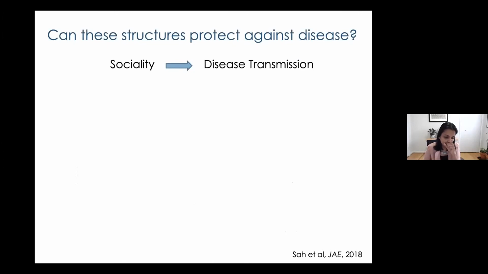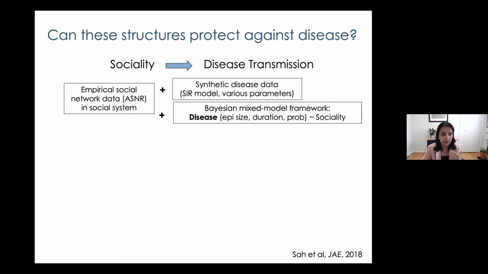Next, we wanted to ask what the role of sociality is in disease transmission. Of course, many of us have a very good understanding, and the field has a very good understanding of how network structure is connected to disease transmission, but how does sociality dictate disease transmission? So again, we used data from the social network repository. We essentially modeled infectious disease transmission using a simple SIR model with varying parameters on each of these empirical networks. And then again, we used a regression framework where in this case, the response was a disease consequence, either epidemic size or duration or probability.